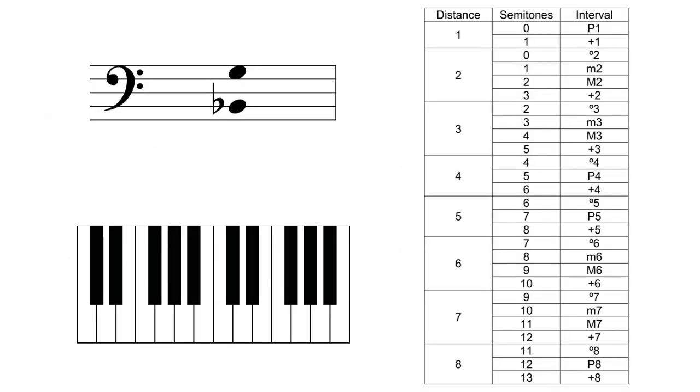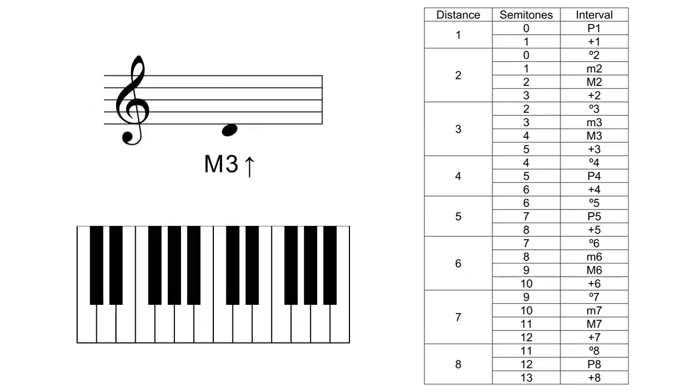Here is another example. Find the distance. Count the semitones. Look up the quality on the interval table. This interval is a major sixth. To be proficient in music reading, your interval recognition must be instantaneous. We will learn tips and tricks to help you achieve this in future lessons.